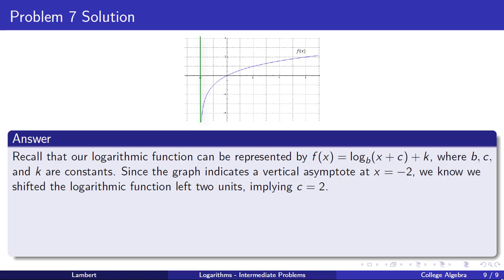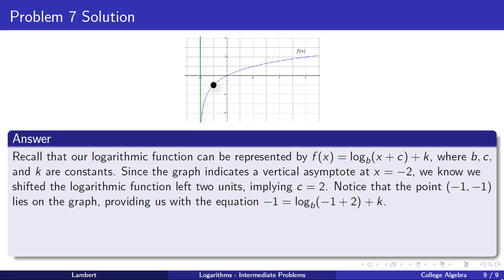All right, now that we have that in play, we can start using some points. Let's look at some nice points on the graph. Notice the point (-1, -1) appears right on the graph, so we're going to use that. We can plug it into our equation. We know -1 is the y value, so we get -1 equals log base b of the x value, which is also -1 there, so we get -1 plus 2, plus some k.